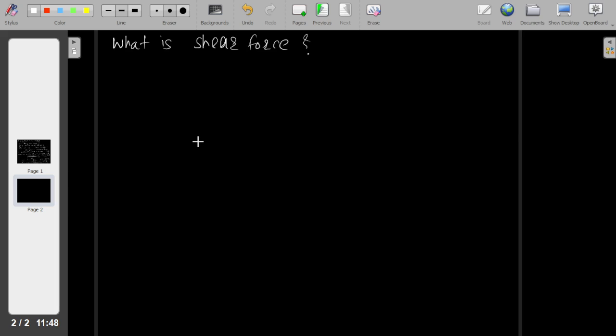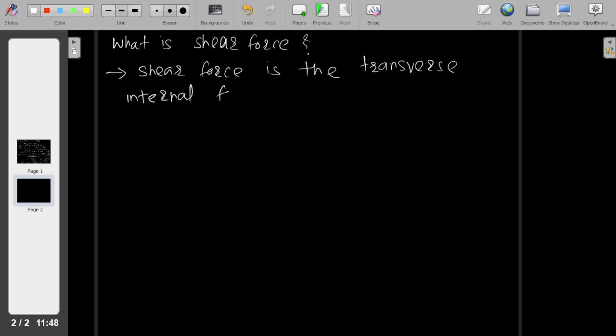Okay, first you take down the definition of the shear force. How is it defined? Shear force is the transverse internal force at a section. I already explained the meaning of transverse to you. If it is transverse, then it is transverse, right? Okay, it is the internal force at a section.